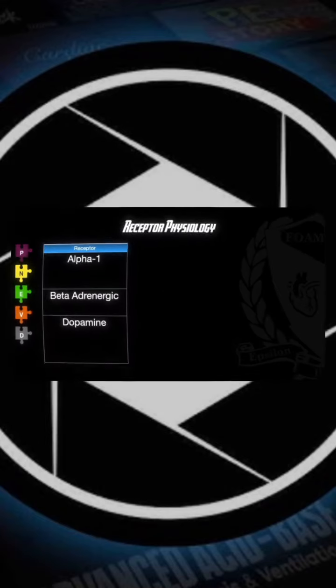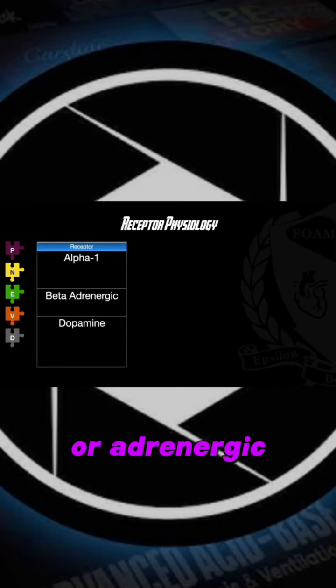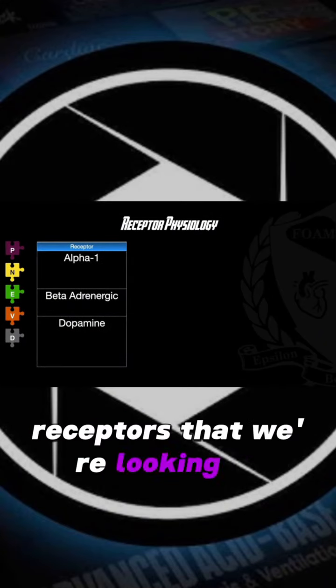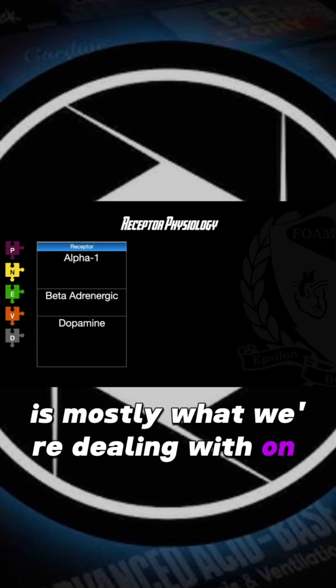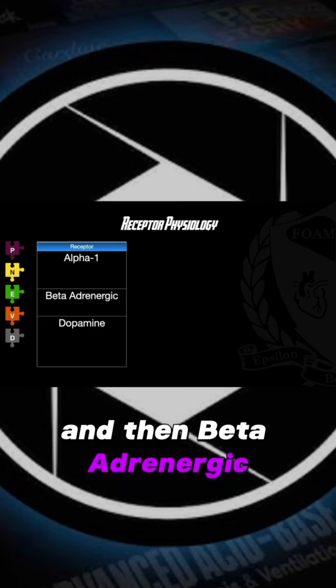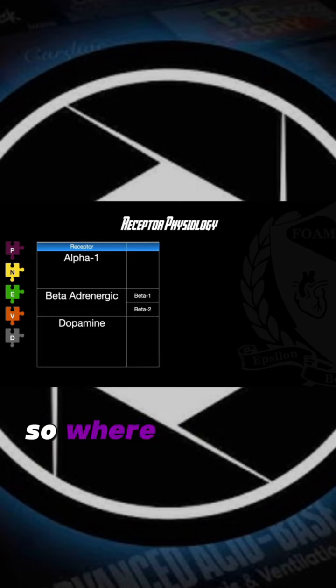These are the general sympathetic or adrenergic receptors that we're looking at. We see alpha-1 is mostly what we're dealing with on the alpha side, and then beta adrenergic, and we know that there's like 2 of those. So where are these things located?